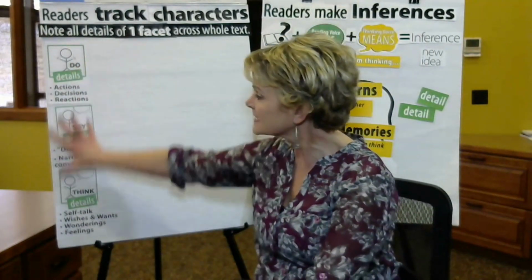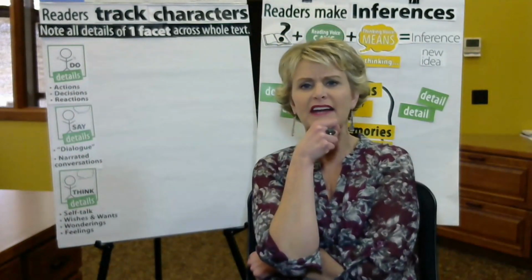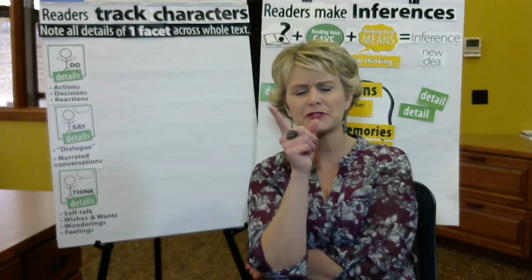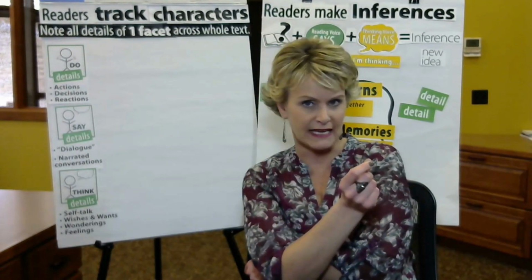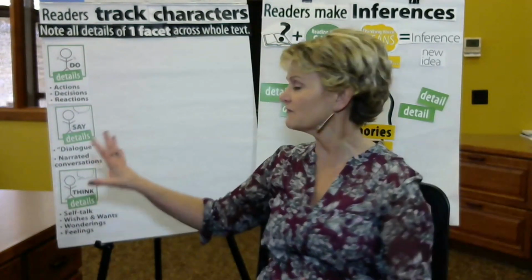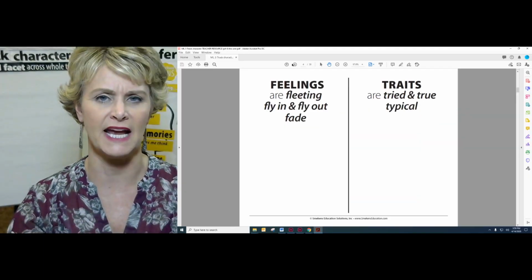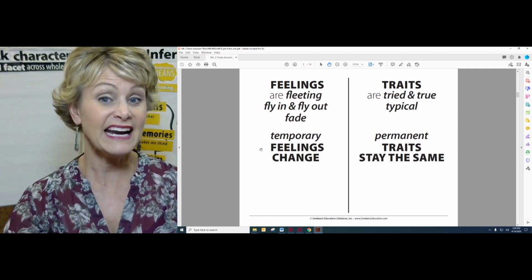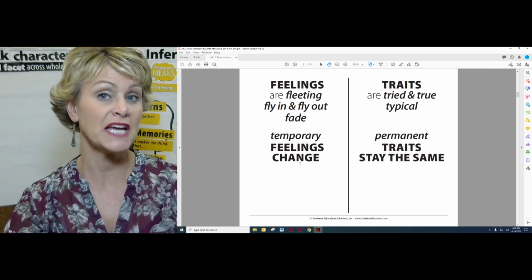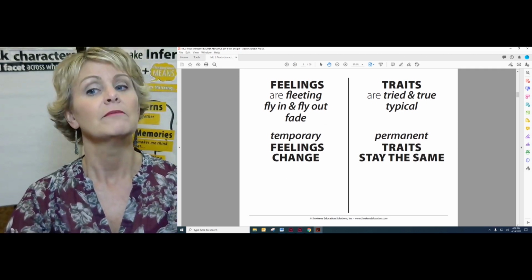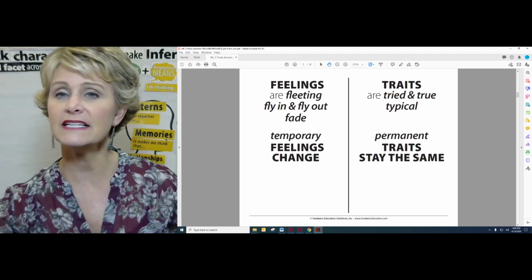And so, gosh, coming up with a character trait or personality trait is hard. You have to do it after you read, after you really study a character, then you come up with, I think his personality is blank, all right? But it's throughout the whole text. Feelings are just for a certain page or paragraph. Traits are all the time, the whole text or most of the text. Again, feelings come and go, they're temporary, they change. But traits are permanent. Traits stay the same.